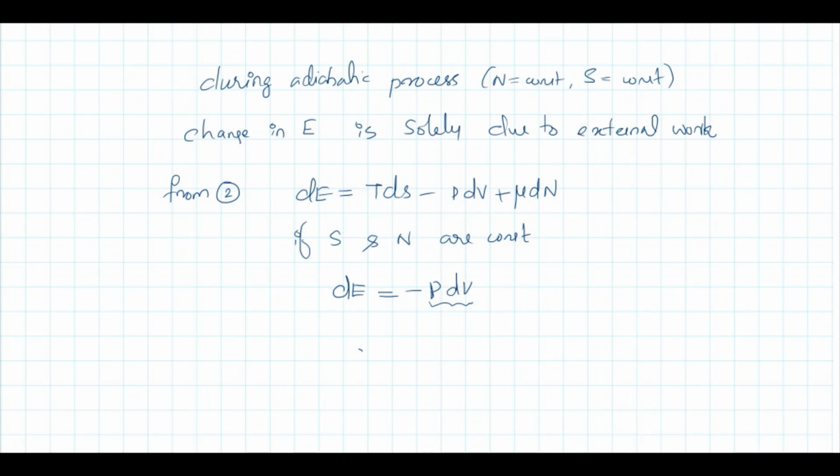PdV is a measure of external work done, and so dE, the change in energy, is solely due to external work done. So I can write dE is equal to minus of, what is P? P is 2E by 3V. So dE is minus 2E by 3V into dV. This is the dE for an adiabatic process.